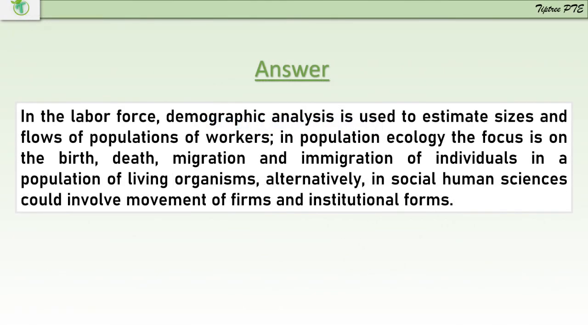In the labor force, demographic analysis is used to estimate sizes and flows of populations of workers. In population ecology, the focus is on the birth, death, migration and immigration of individuals in a population of living organisms. Alternatively, in social human sciences it could involve movement of firms and institutional forms.